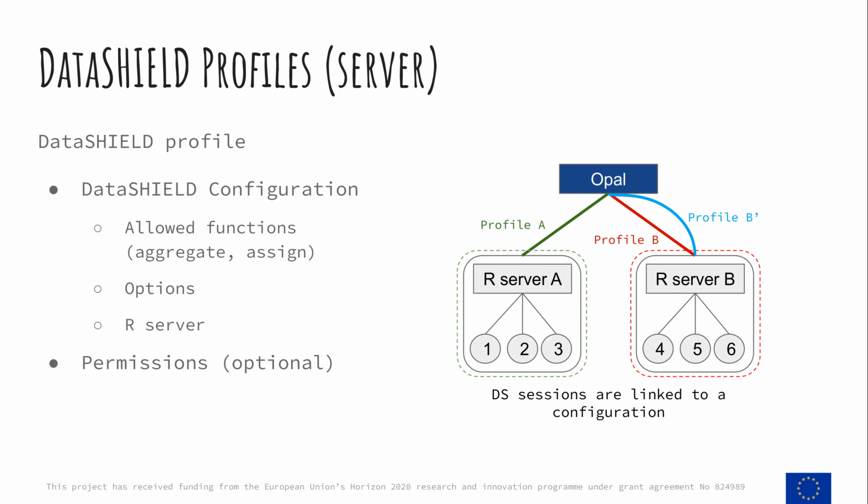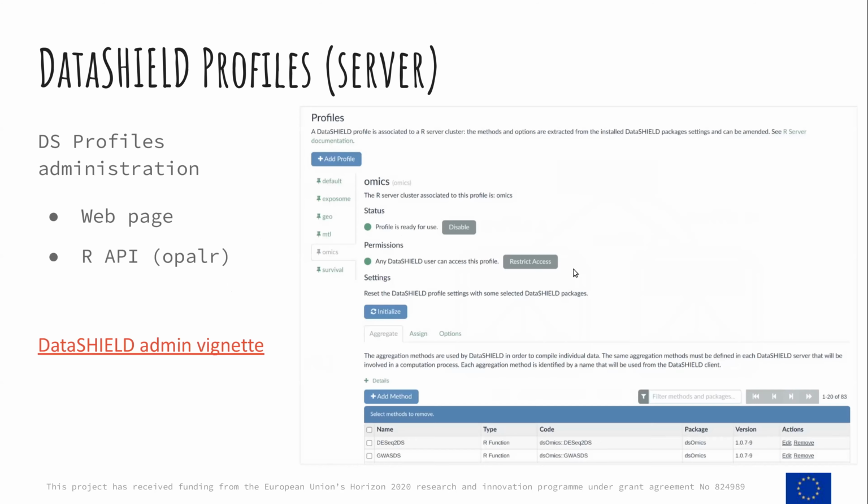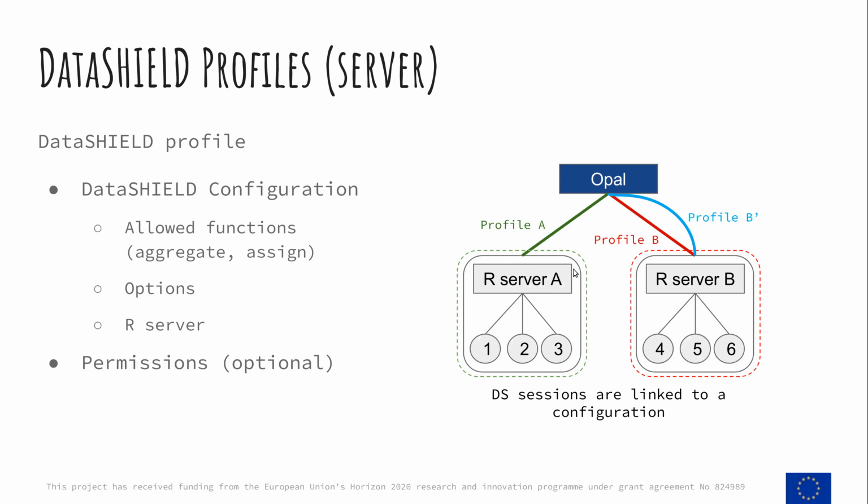So in Opal, how it is implemented is that let's say you have R server A and R server B, so it defines two different profiles, profile A and profile B, because there are different packages that are installed in these different R servers. But you could also define a profile B prime, for instance, that is a derivative of the profile B with different R options, different access control, etc.